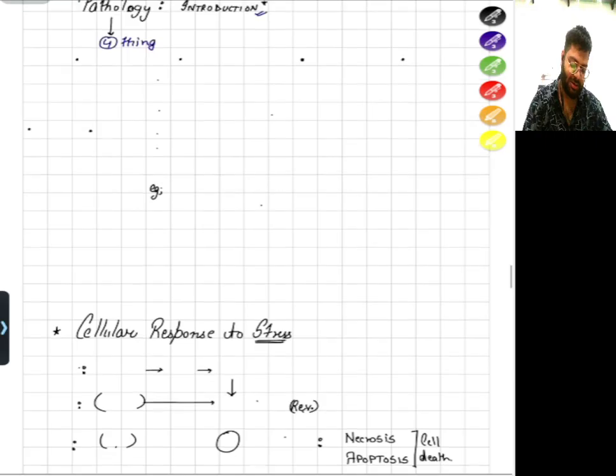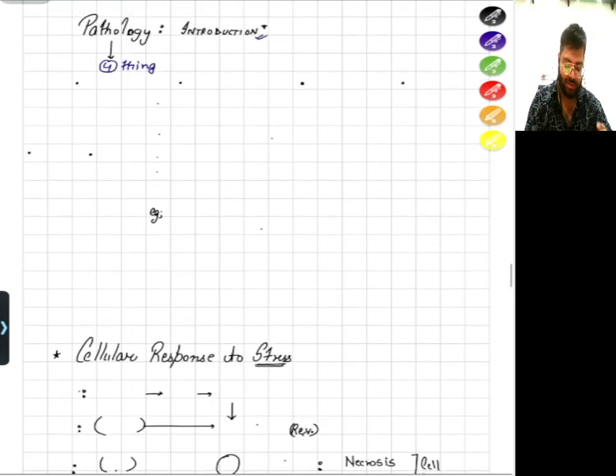The first thing we need to know in pathology is the cause. It is simply the cause. In scientific terminology, the other word is etiology. What is the cause of some disease or disorder to happen? That is our first priority. We need to know this.